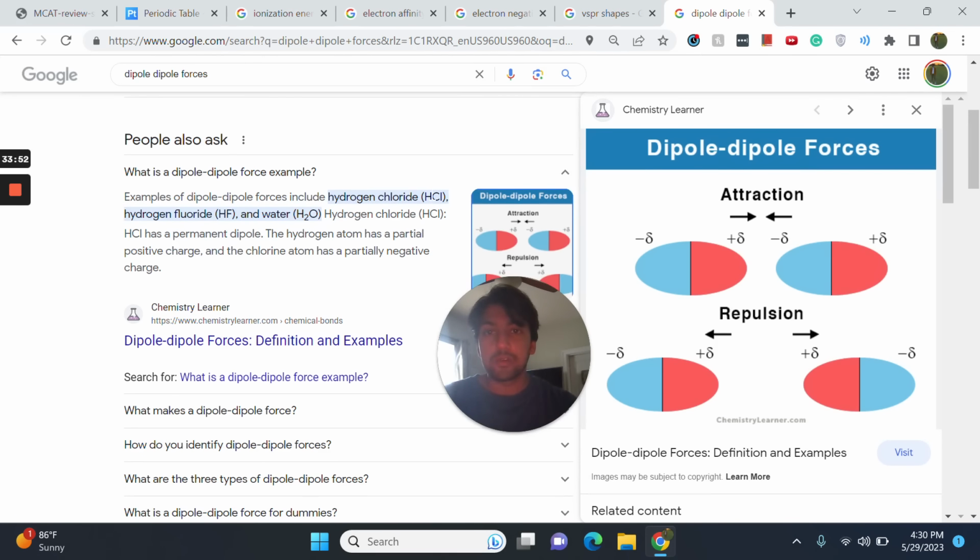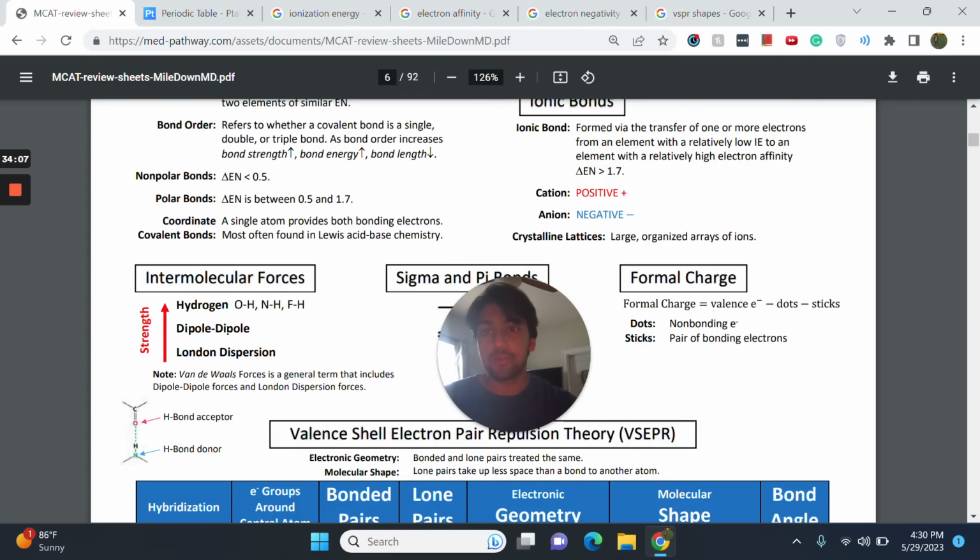So you can see that the chlorine is partially negative, the hydrogen is partially positive, and the same for the fluorine and the hydrogen here. Now you should know that when hydrogen is one of the atoms involved in this dipole-dipole force, there's a special name for that, and that's called the hydrogen bond. Hydrogen bonds are really a type of dipole-dipole force, but since hydrogen is so small, this is usually considered a special one because it's a little bit stronger than regular dipole-dipole forces.